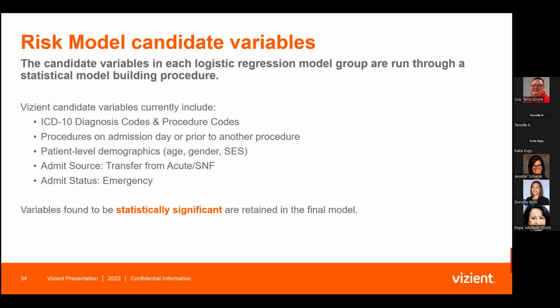And when we run all these variables through the statistical process, I also mentioned that they need to be statistically significant to be retained in our models, because we get that question a lot too. How come this variable is not in this model? Maybe that's because it's not statistically significant, or it's a new code that's not on our risk model yet.